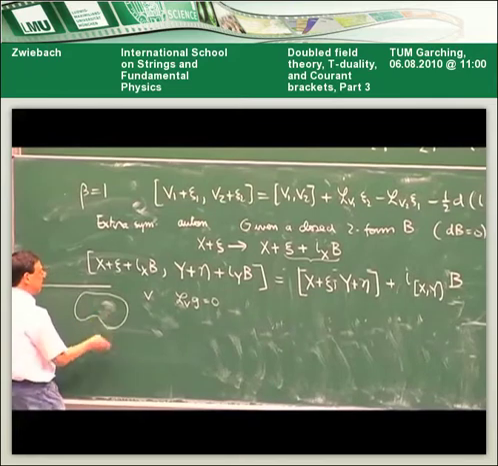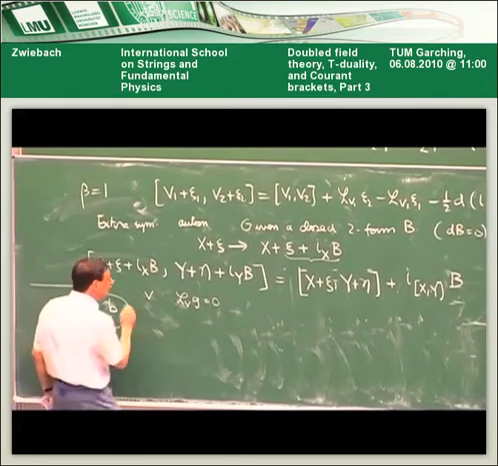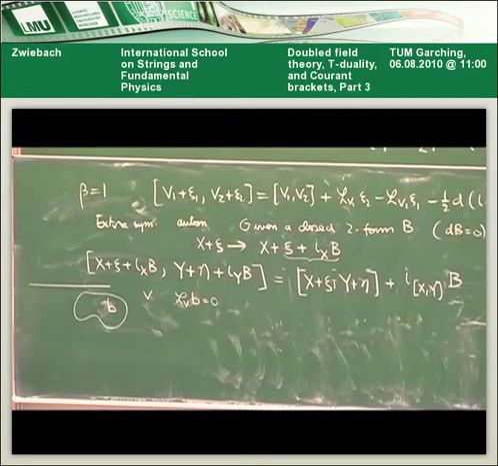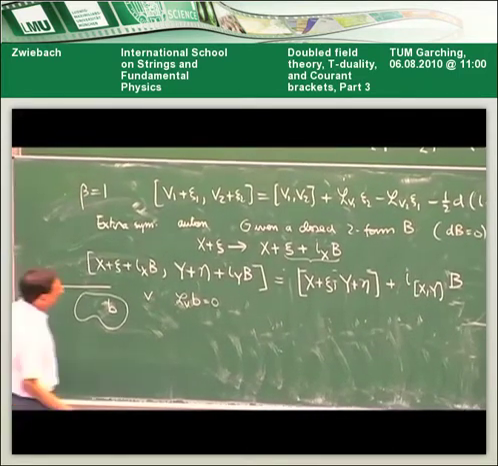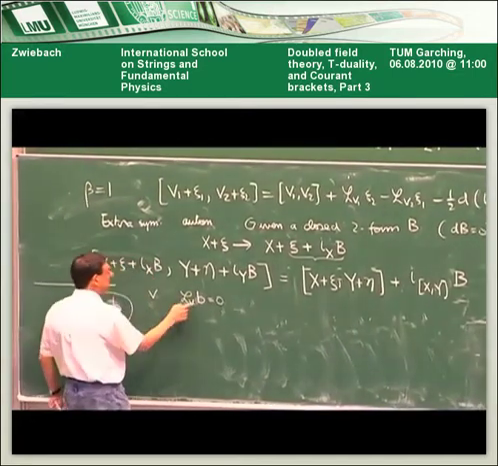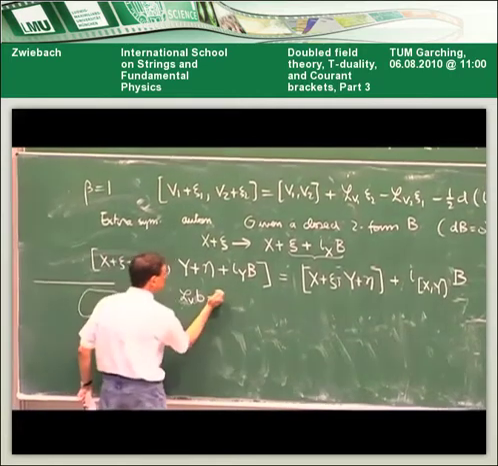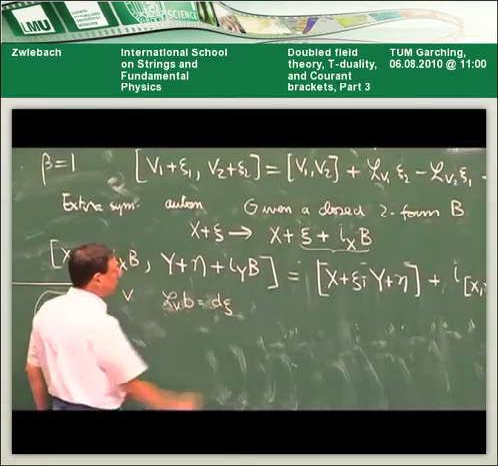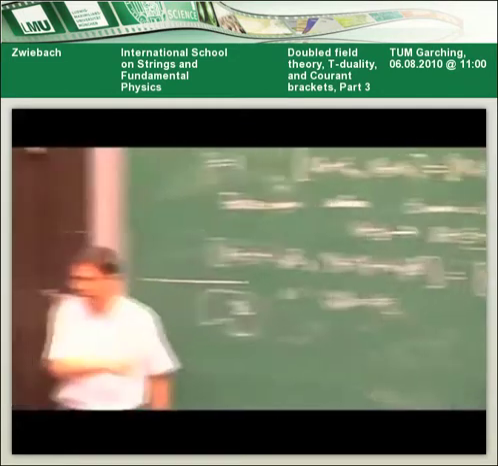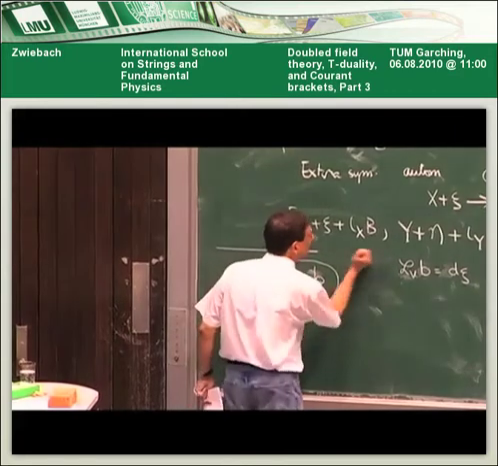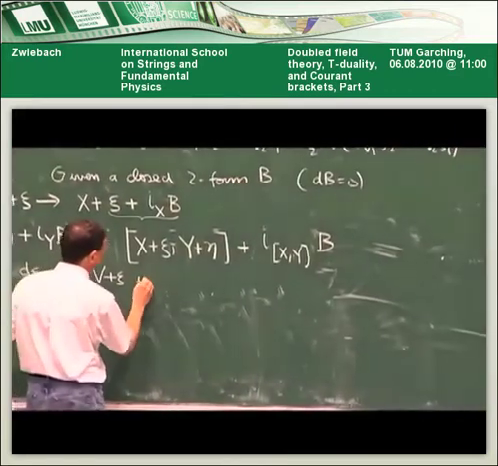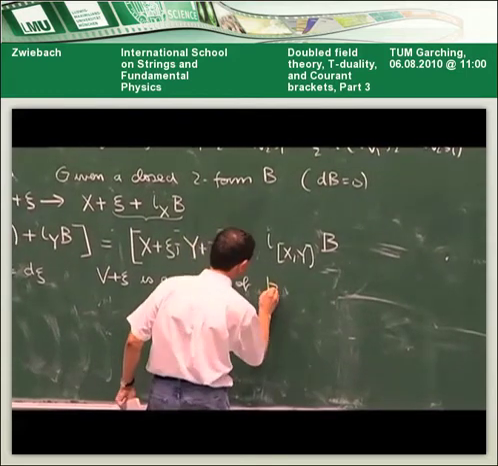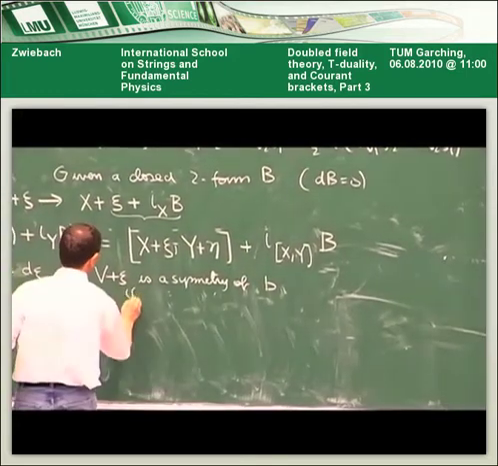So what happens if you have a B? Well, when you have a B, you could say, well, I have a symmetry if the Lie derivative of B is equal to 0. But that's a little too restrictive. It's better to say that you have a symmetry if you don't change B in any physical way, but B has gauge transformation. So it's possible that the change in B is an exact two-form, in which case you can remove the change of B by a gauge transformation, and you haven't done anything. So a symmetry, V plus Xi, is a symmetry of B if this is true.